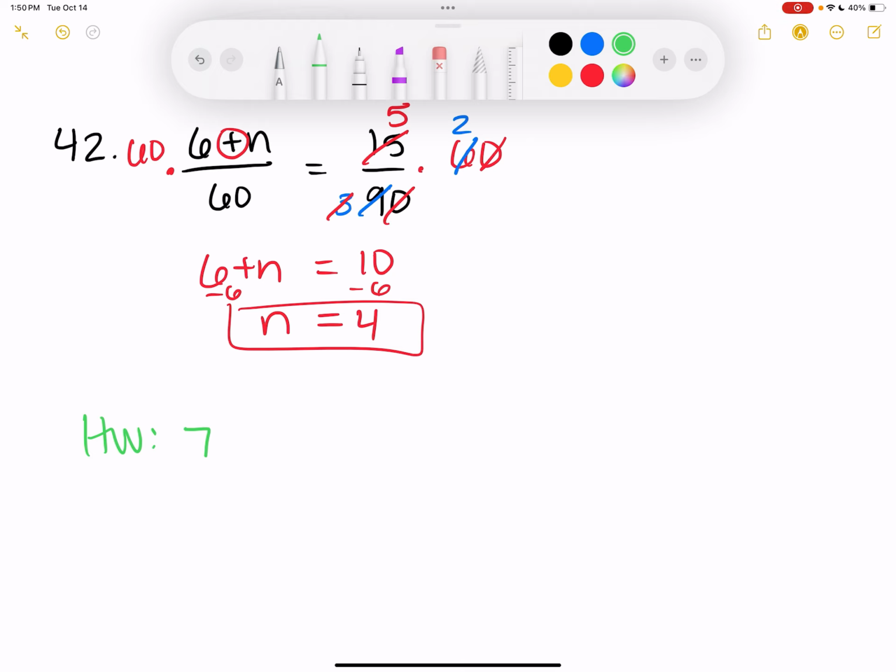7 through 17 odd, 25, 29, 37, and 39. That is your work for the rest of class.